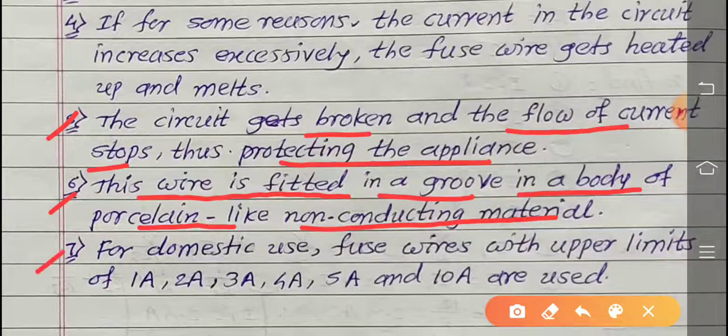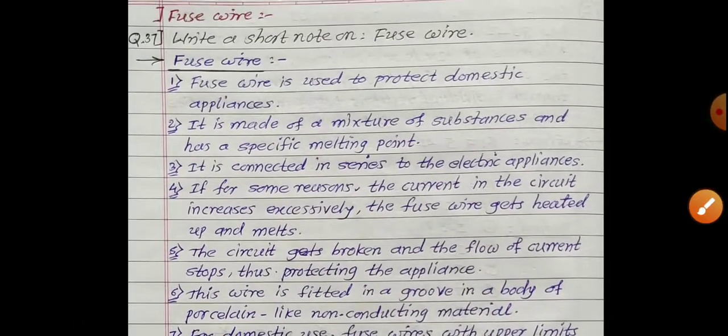And the last point: for domestic use, fuse wires with upper limits of 1 ampere, 2, 3, 4, 5 and 10 amperes are used according to the use of electricity. In this way, this is a short note question asked for 2 to 3 marks in the exam. Next.